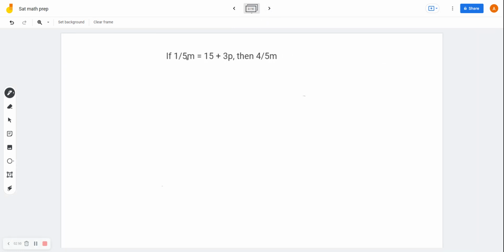If 1 divided by 5m equals 15 plus 3p, then what is 4 divided by 5m? This is quite another easy problem. We just do 1 over 5m equals 15 plus 3p. So here we would just multiply this by 4 over 1. Then we multiply this by 4 over 1. And we would get 4 over 5m equals 60 plus 12p.